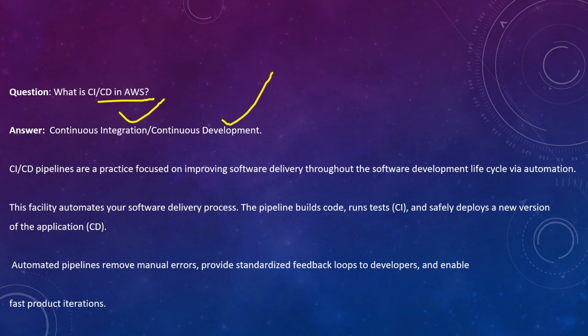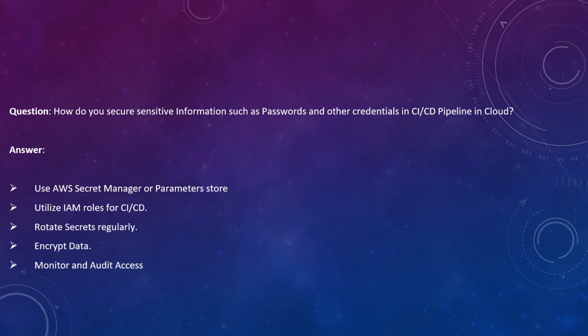So continuous integration and continuous delivery pipelines are the best practices, as I discussed earlier, to improve software delivery through the SDLC lifecycle via automation. So guys, CI/CD provides the automation part in SDLC, right? I mean, good features are involved in AWS. Coming to the next slide.